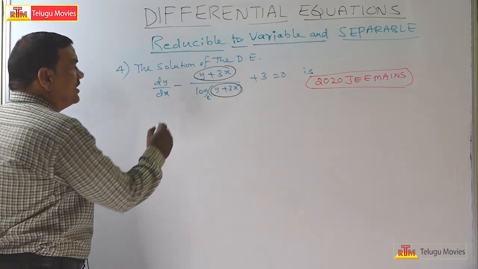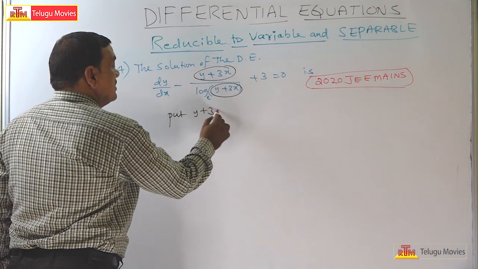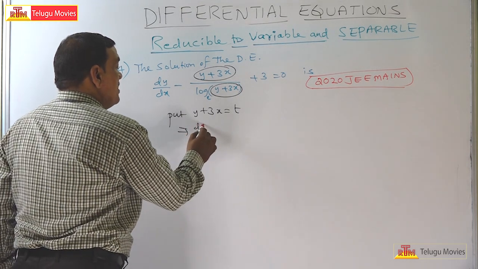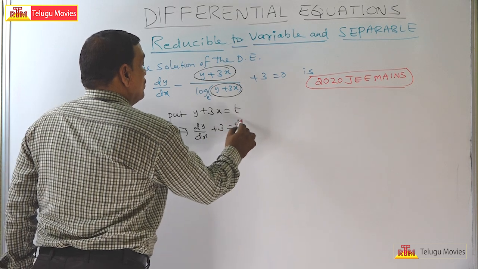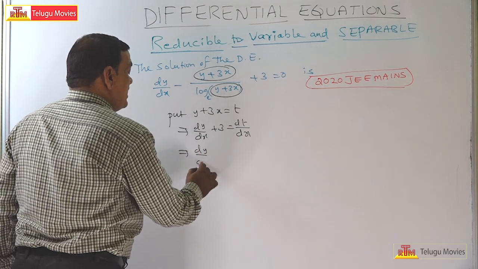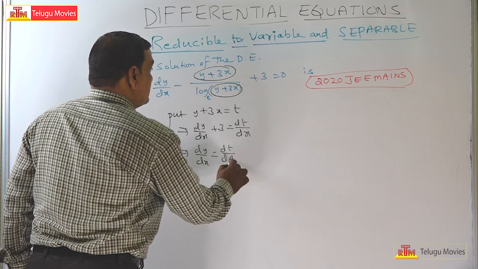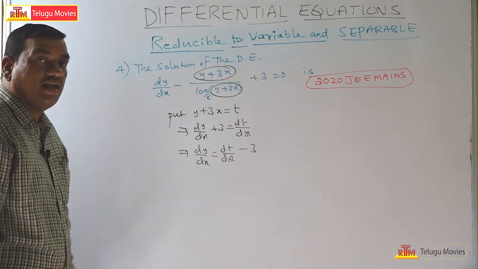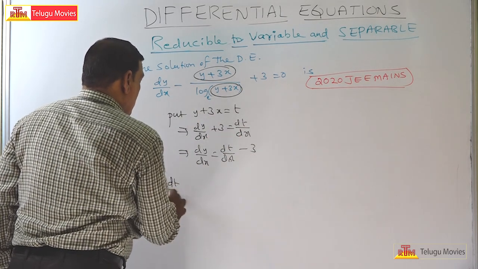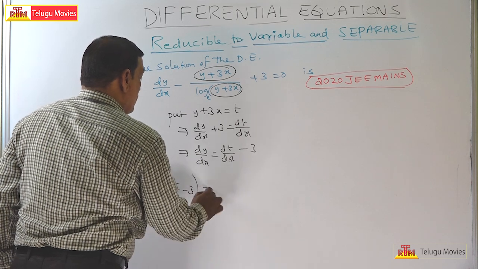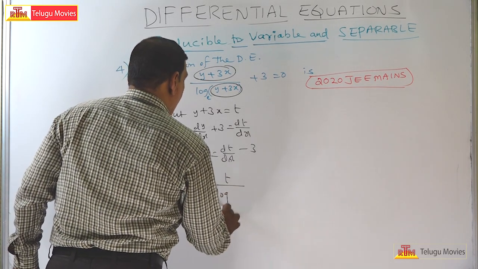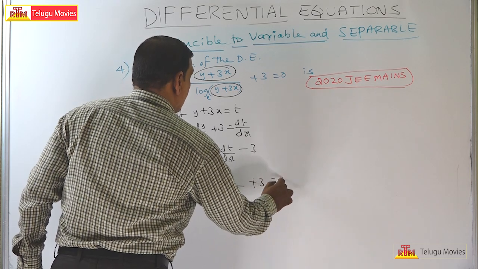Immediately we should get an idea: put y plus 3x equal to t, the substitution method, that is all. This implies dy/dx plus 3 is equal to dt/dx, differentiating with respect to x on both sides. So dy/dx is equal to dt/dx minus 3. Now rewrite the given equation using the variable t. Here dy/dx is dt/dx minus 3, minus (y plus 3x), that is t, by log t to the base e, plus 3 is equal to 0.